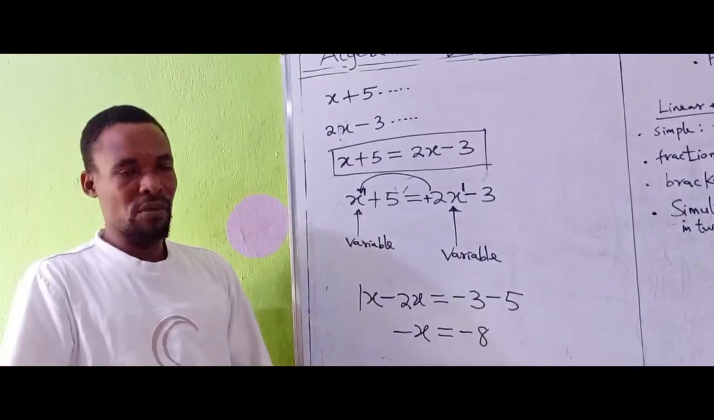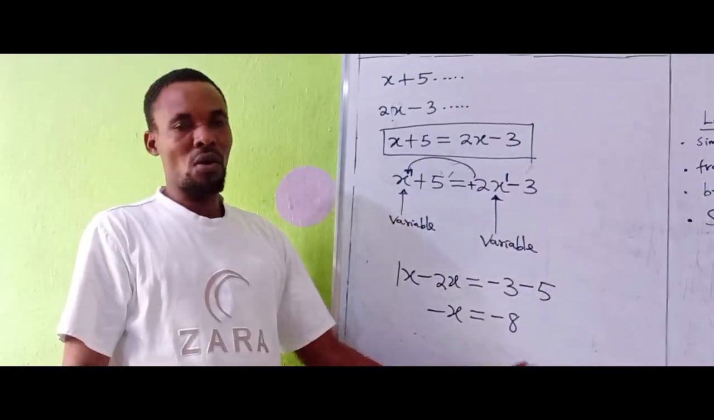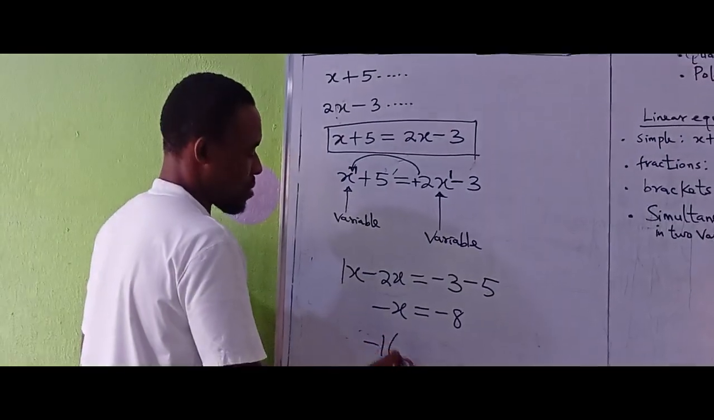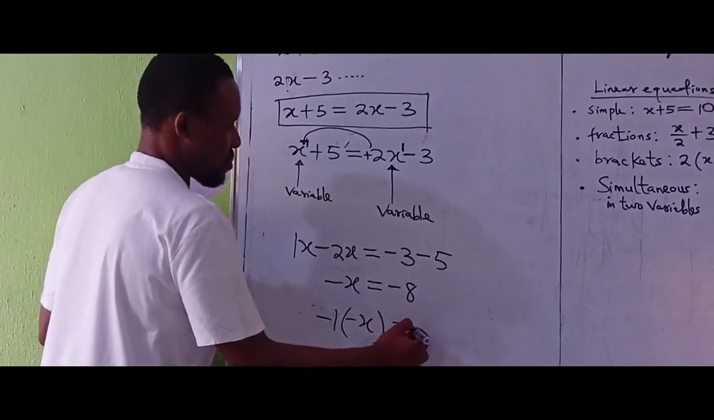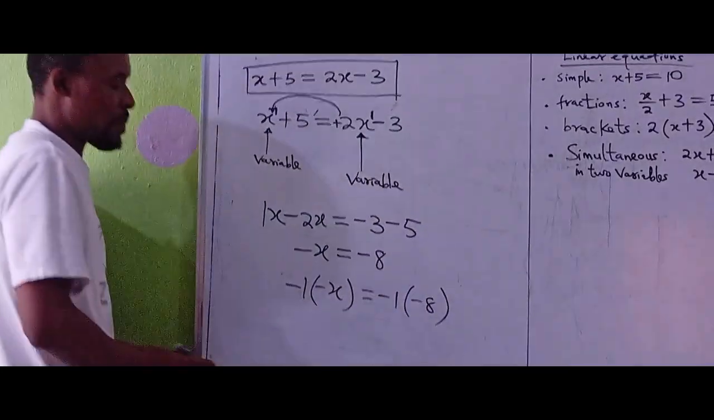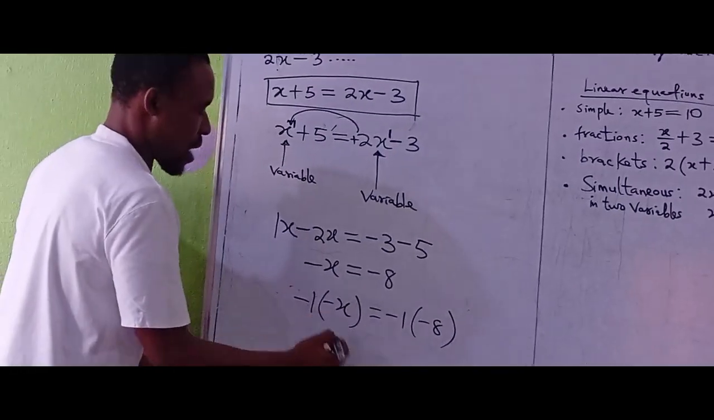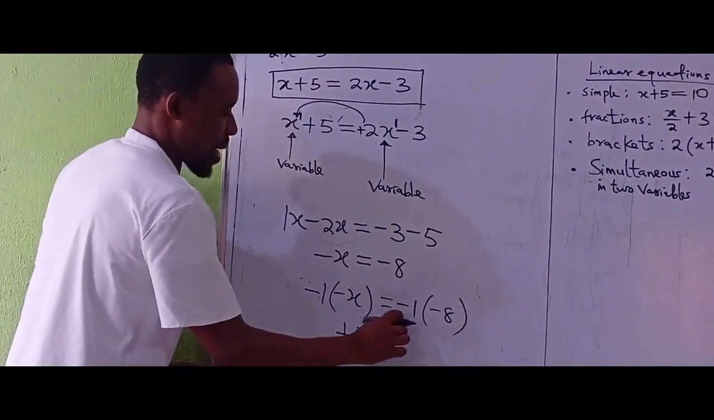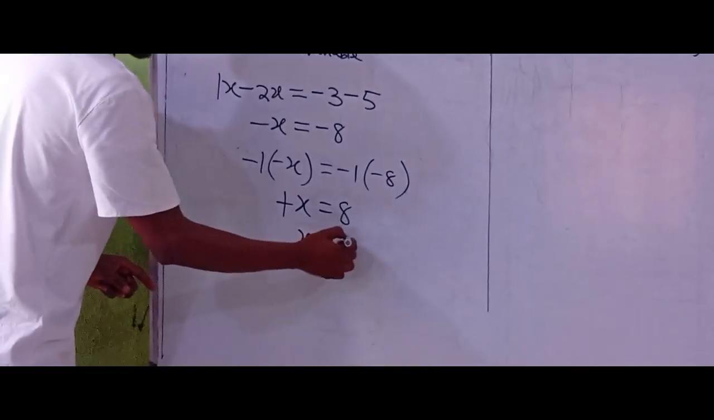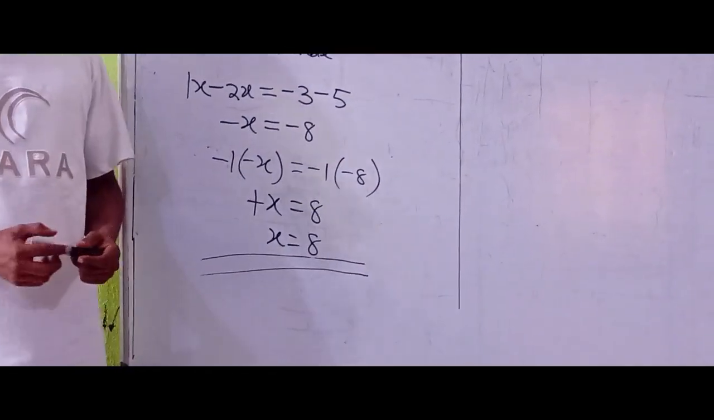What will be our final answer? Now you can either multiply through by minus 1 or divide through by minus 1. If I multiply through by minus 1, it means I will say minus 1 multiplied by minus x equals minus 1 multiplied by minus 8. Remember what I told you? Minus multiplied by minus will give us plus. So we now have plus x equals minus 1 times minus 8, which gives us 8. So we simply say x is equal to 8. As simple as that. So I hope you understand this.